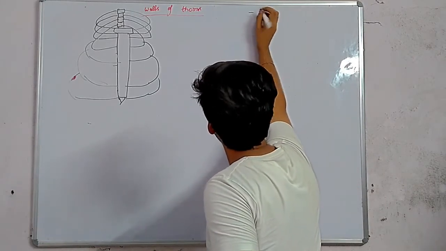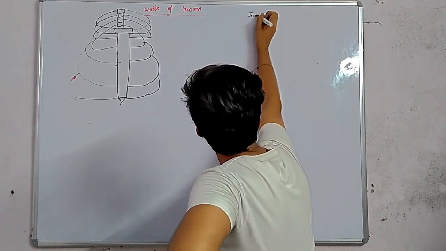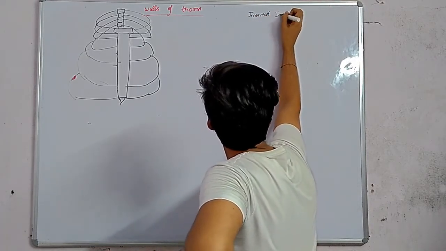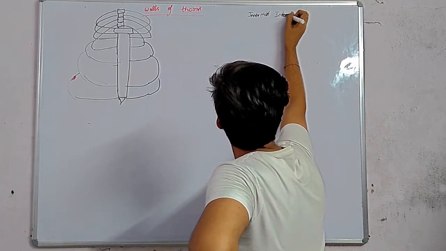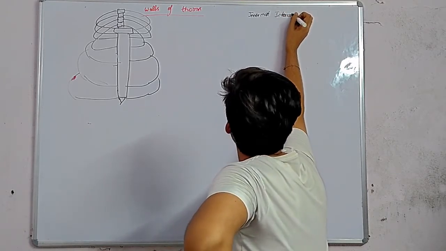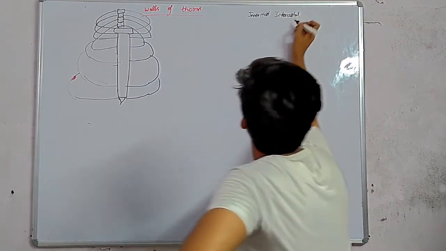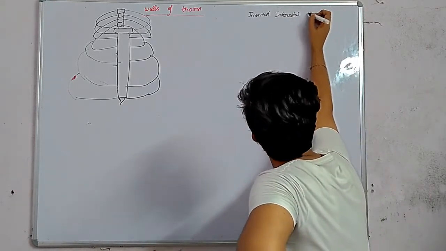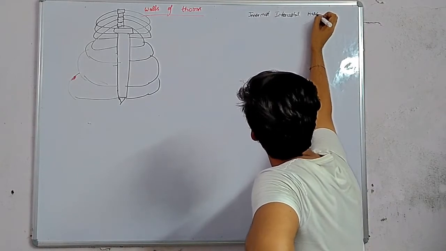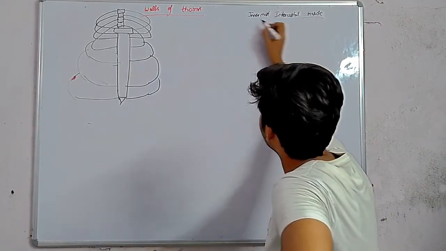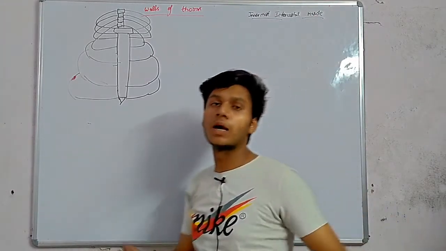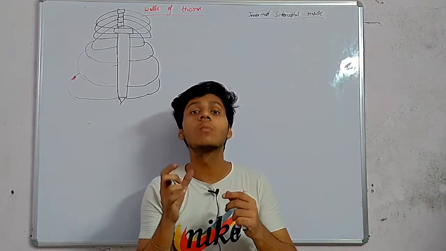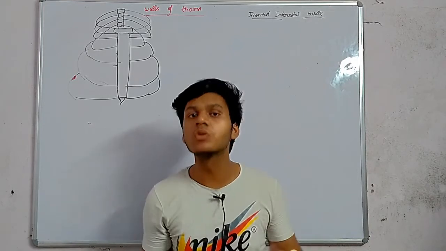What is the third muscle? Innermost intercostal muscle. Then it has three parts. It is divided into three parts. Here small muscles form the complete innermost intercostal muscle.